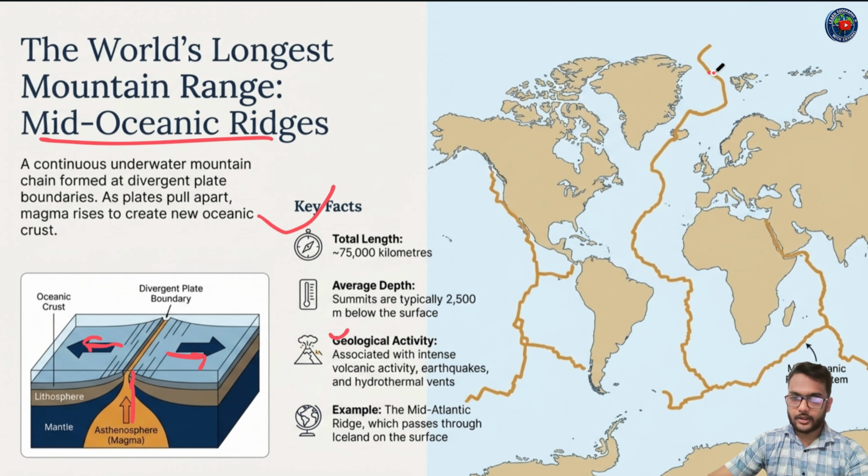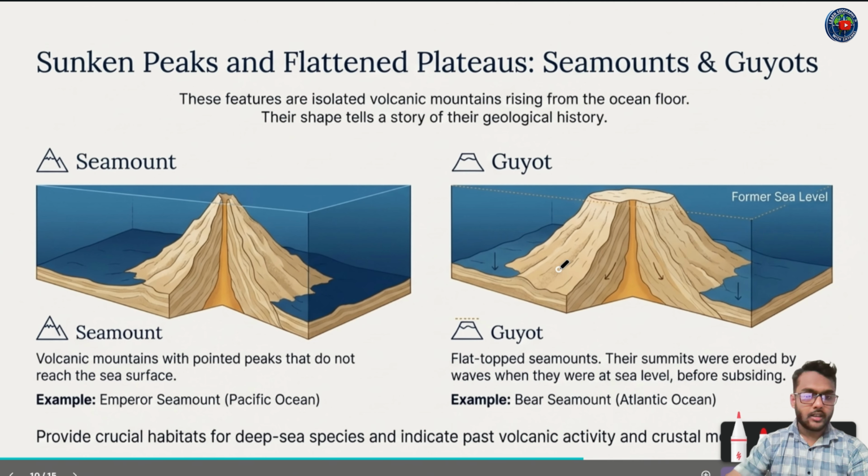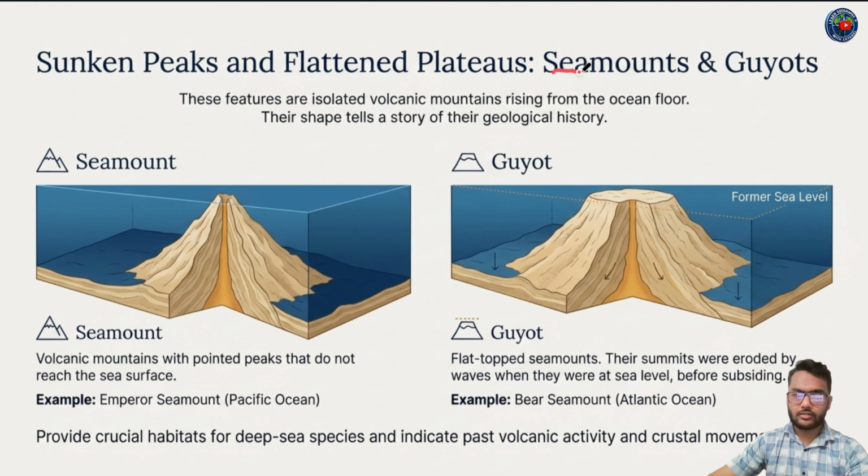This line indicates the mid-oceanic ridge. This portion, this line, like this. Mid-oceanic ridge system. Now, seamounts and guyots.